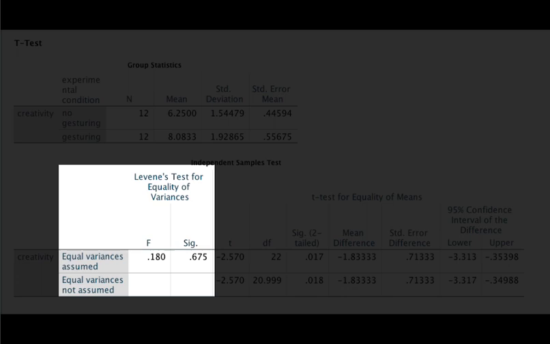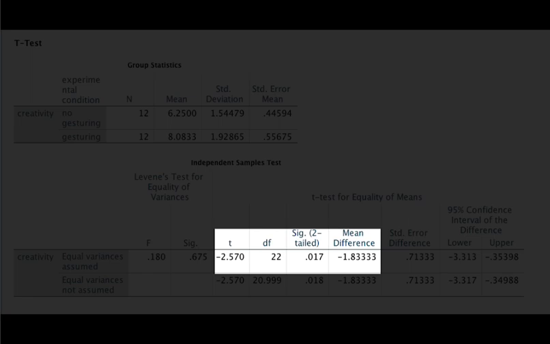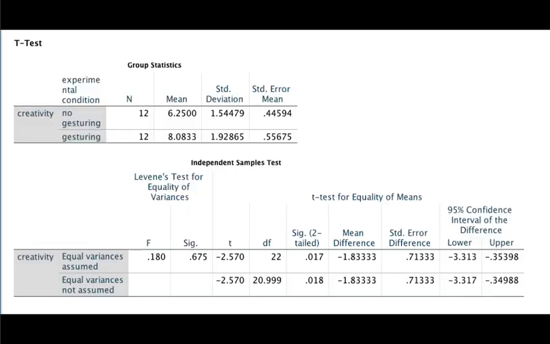And here we see that the p-value for Levene's test is over 0.05, and that means that we can assume equal variances. That simply means that when we're interpreting our t-test, which is the whole reason we did this analysis, we can look at the first line. In other words, we don't need to make any adjustments because we've met our assumption of equal variances.